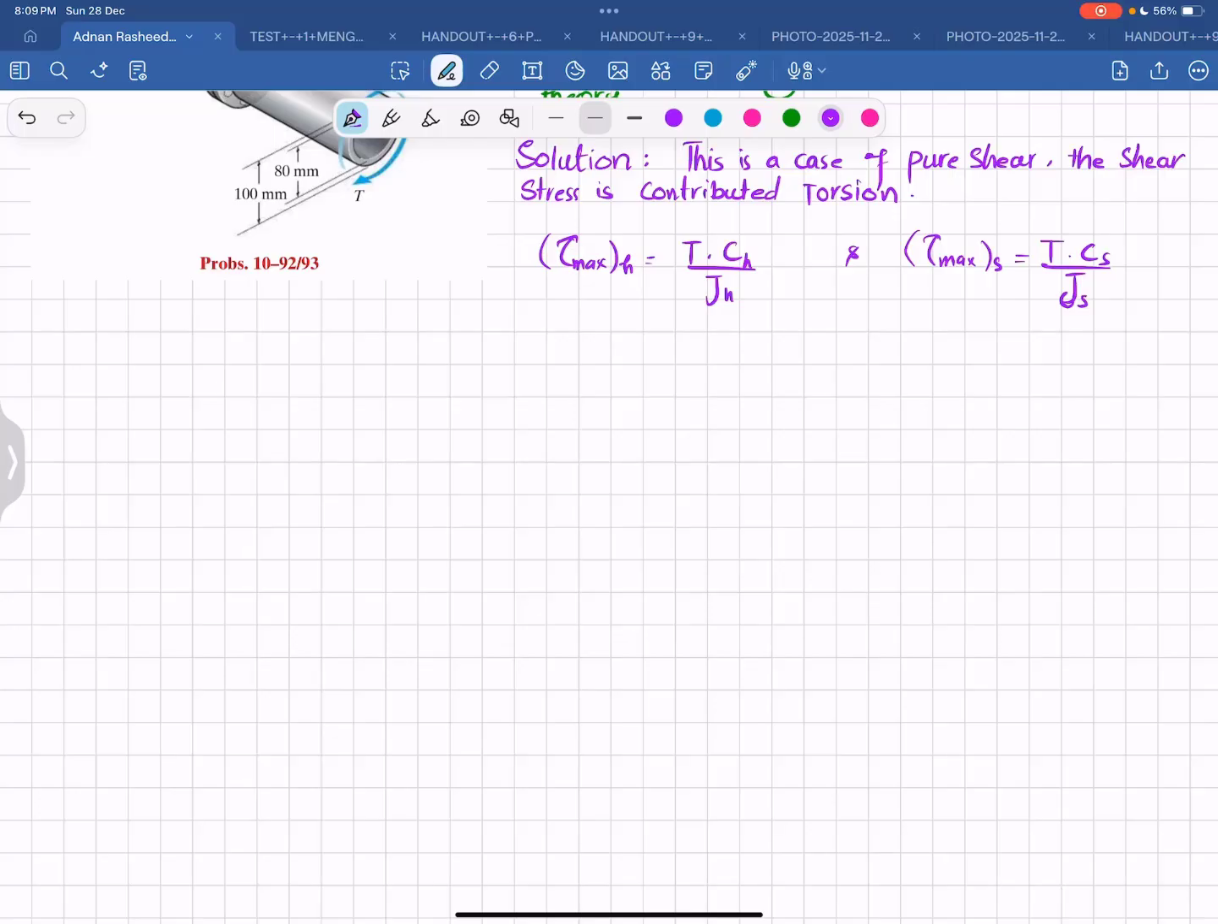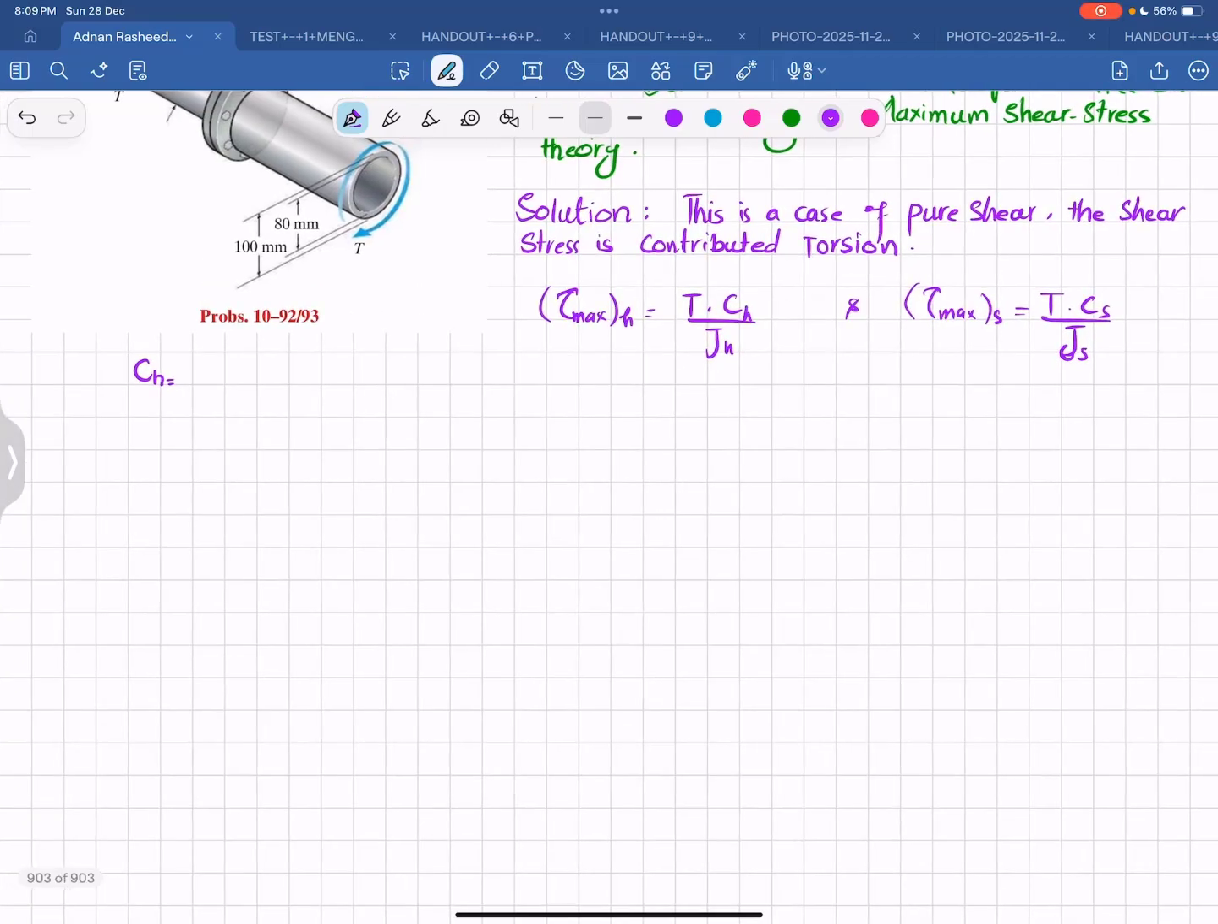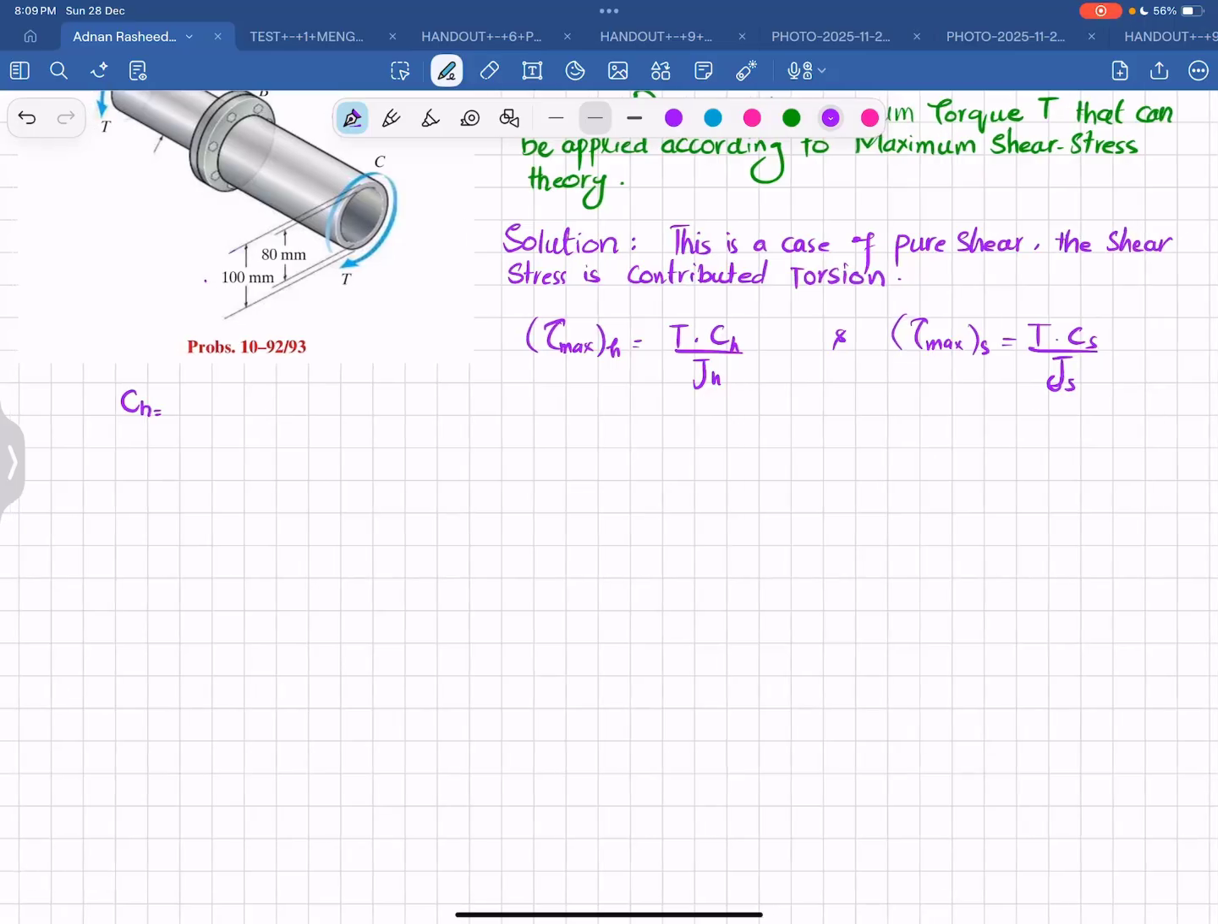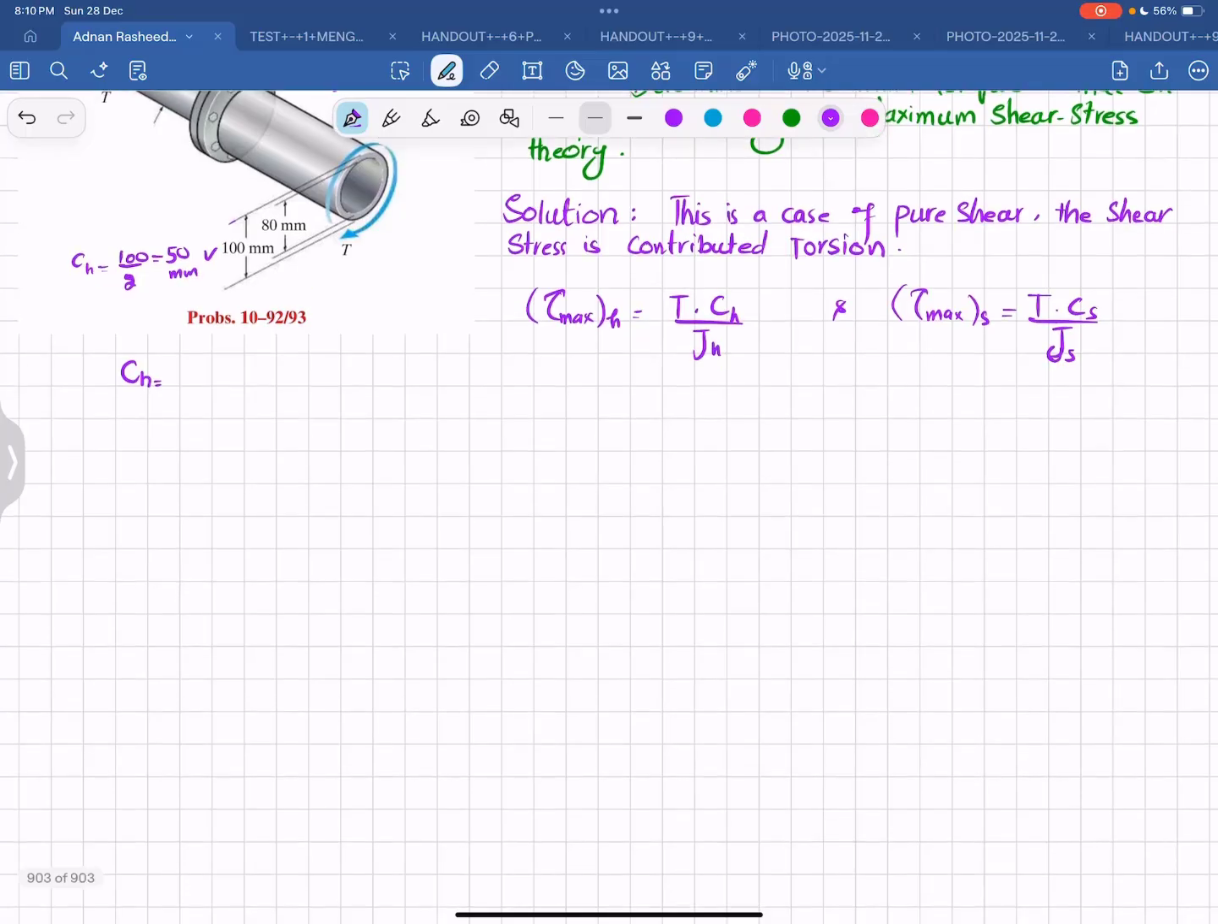Again, you can see that Ch for hollow segment, you can see the hollow segment is this one. So the outer diameter is 100. So Ch will be equal to 100 divided by 2, and that will be equal to 50 millimeter. I will write it, and 50 millimeter is equal to 0.05 meter.